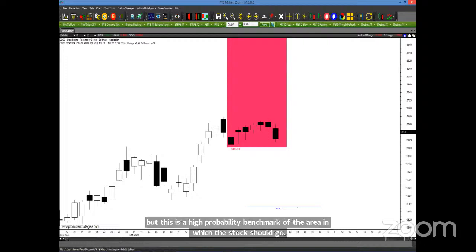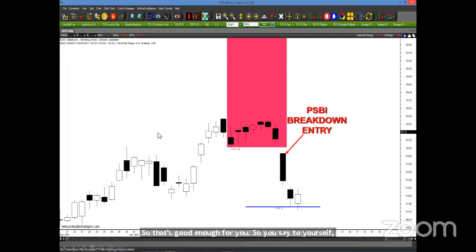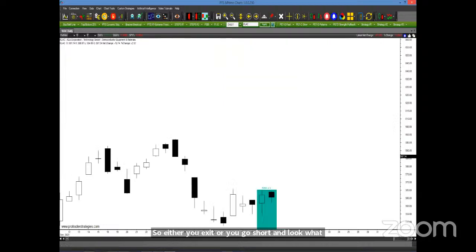So you say to yourself, okay, when the stock opens the next day, it opens lower. So either you exit or you go short. And look what happened. It went right there and then right up. Okay. Let's look at another example.